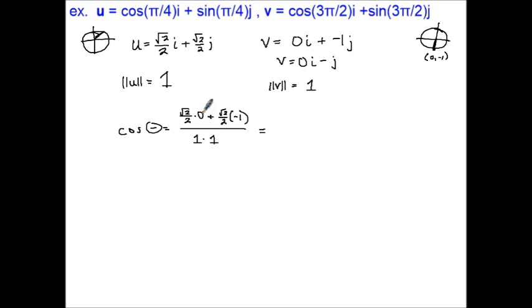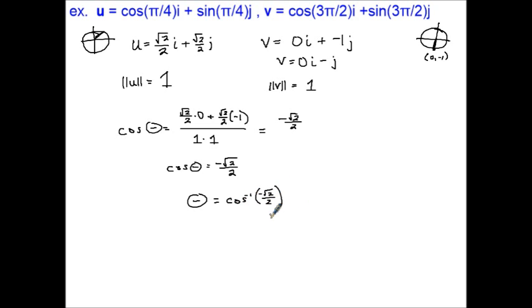So I'll just work it straight across for a second here. The root 2 over 2 times 0, of course, cancels out, and then this guy ends up being a negative root 2 over 2. And again, I've got a 1 on the bottom, so I'm going to leave that off. So basically what we've got here is cosine theta equals a fairly nice negative root 2 over 2. Again, fairly nice, assuming that you remember your trig values. So theta is going to be the inverse cosine of negative root 2 over 2.